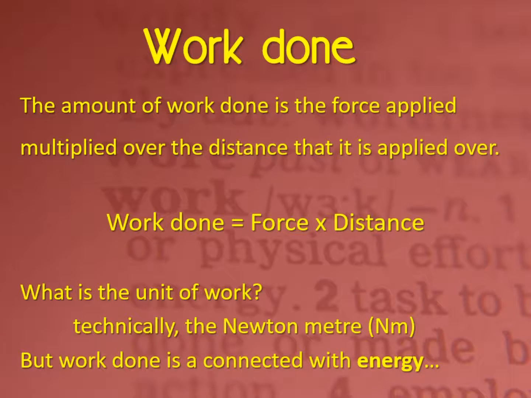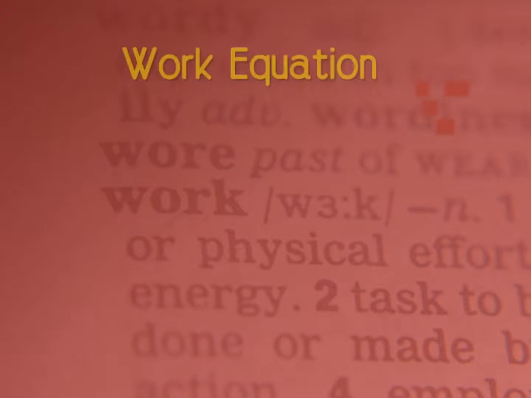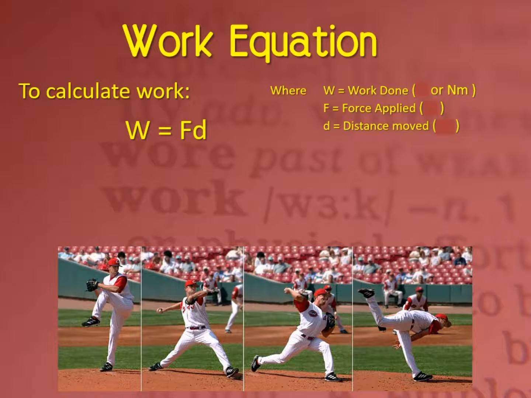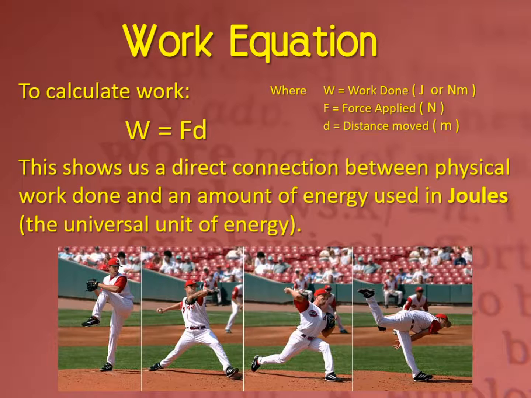However, we did just say before, work done is also connected with energy. So what does that mean the unit of work done could also be? Let's look at that equation again. To calculate work, you want to use W equals FD, where W equals work done, which we can measure in, as we said, newton meters, or what else? The unit of energy, which is the joule. F is, of course, the force applied in newtons, and D is the distance moved in meters. So that's how we would symbolize and represent that equation.